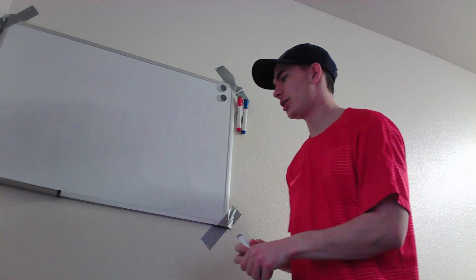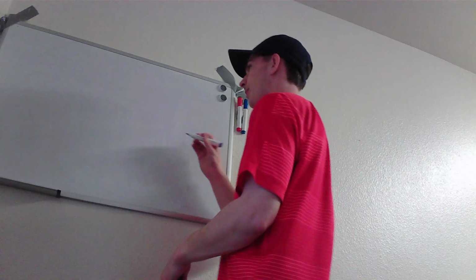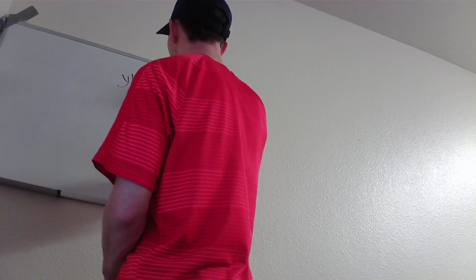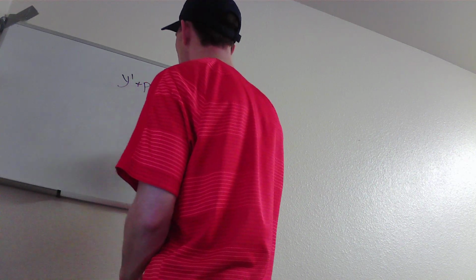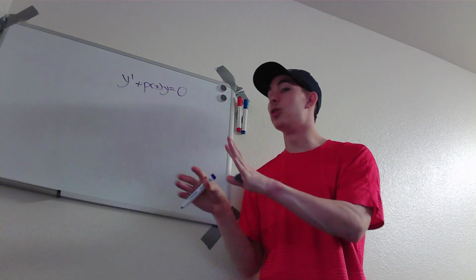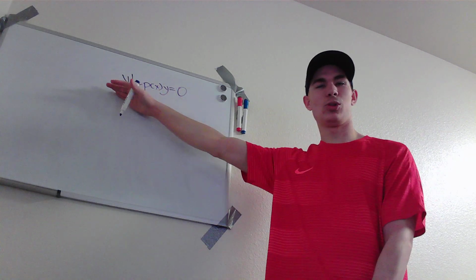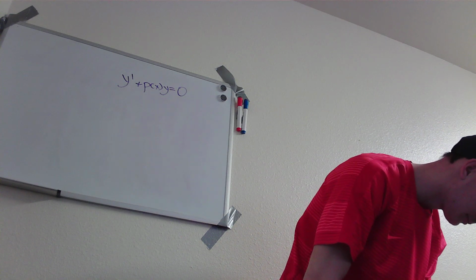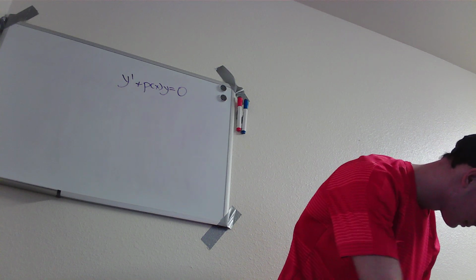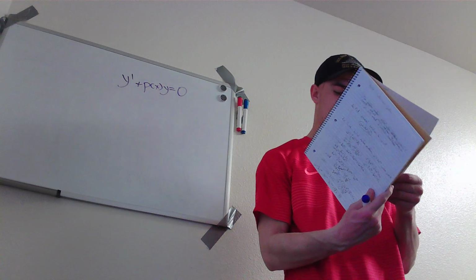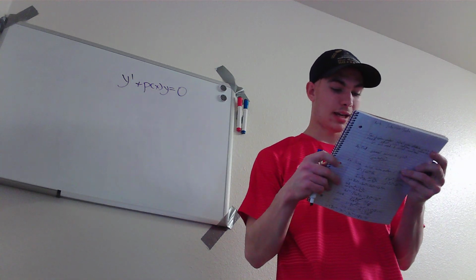So a first order differential equation looks like this: y prime plus p(x) y equals 0. Oh my goodness, this looks so easy. Like, I am not joking, that looks so easy. But I promise you, it is not.